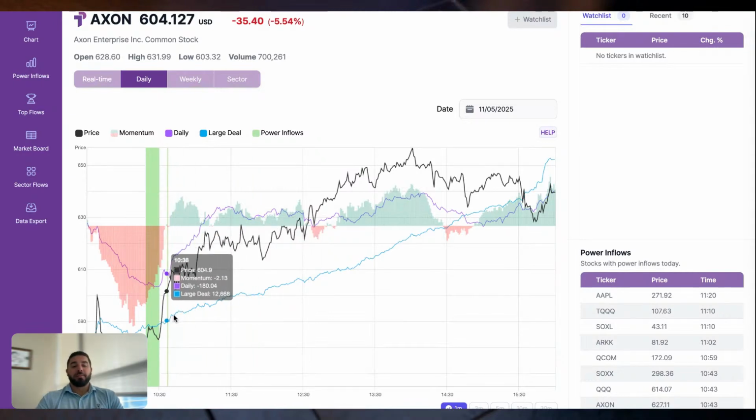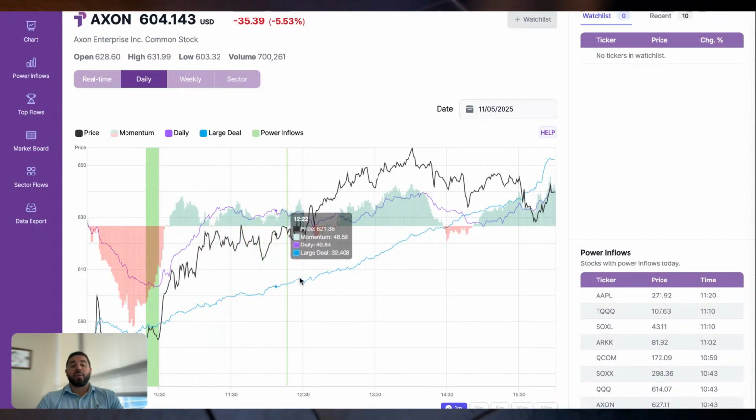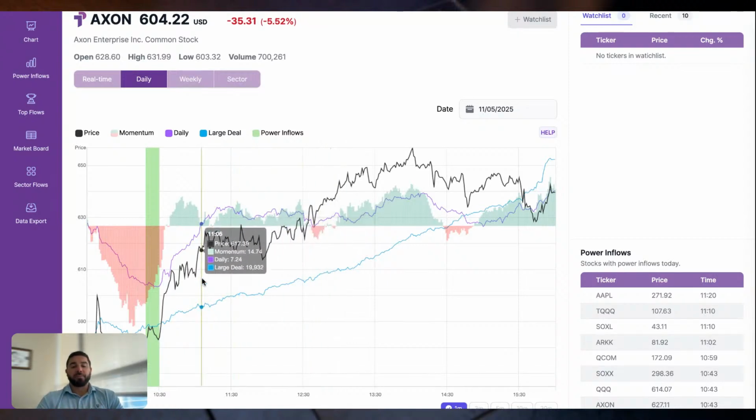You'll see this light blue line going parallel with it. This is what we call our large deal flow data. This is all the big money orders that are coming in for Axon: institutional orders, hedge funds, mutual funds, really $100,000 or more is what we would quantify there. Again, that's the light blue line.